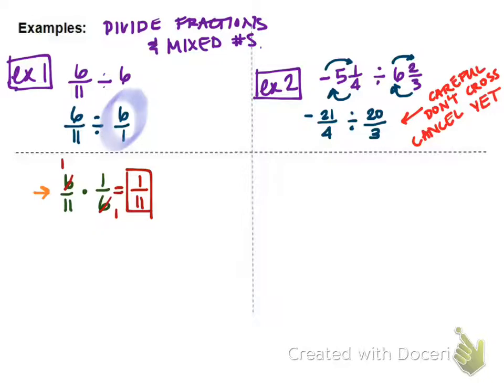So we'll end up with -21 over 4 times 3 over 20. Now, in this stage, I can take a look and see if there's something I can cross cancel. Unfortunately, there's nothing that I can simplify, so we're going to simply multiply straight across. And -21 times 3 is -63, and 4 times 20 is 80. So I'm left with the fraction of -63 over 80, which cannot be reduced any further.